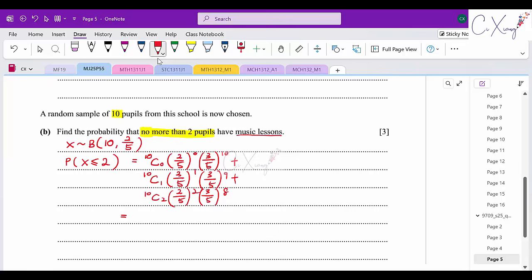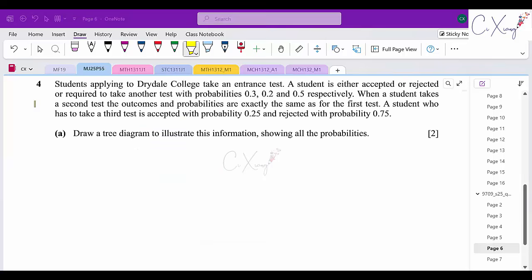Right, so use the calculator again. By right, this answer should be a long answer for you. Then of course you have to cut it short into 3 significant figures, where it should be 0.167. Alright, this is how we solve this question.